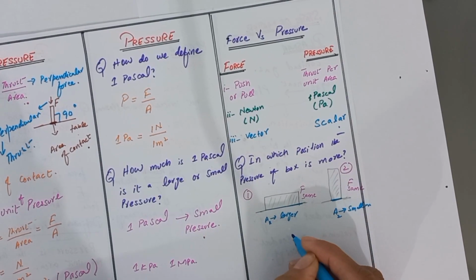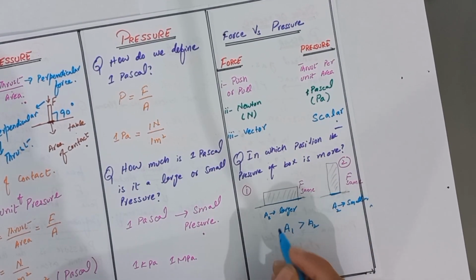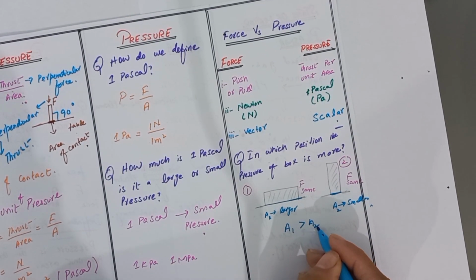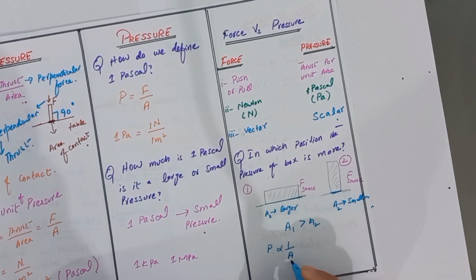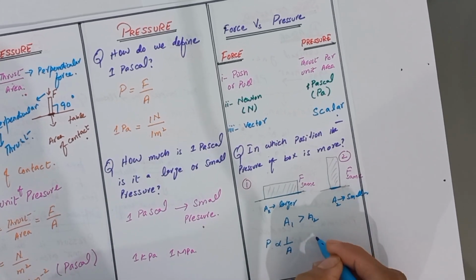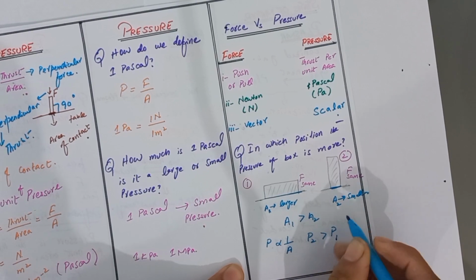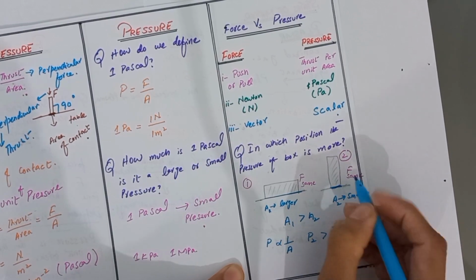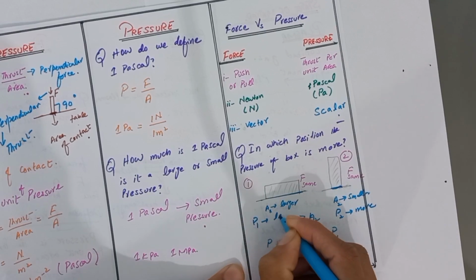So we can write area A1 is greater than area A2. When the area is greater, the pressure is smaller, because we know that pressure is inversely proportional to area. When area is less, pressure is more. When area is more, pressure is less. So we can write P2 is greater than P1 because here the area is less. So pressure P2 is more and pressure P1 is less.